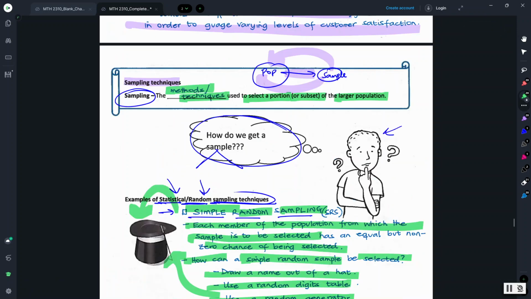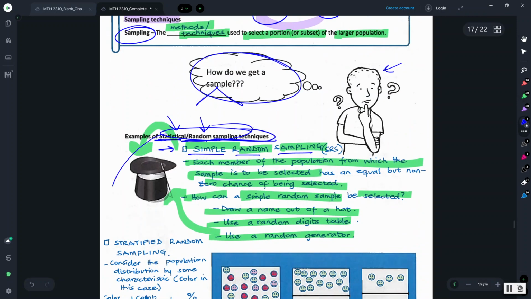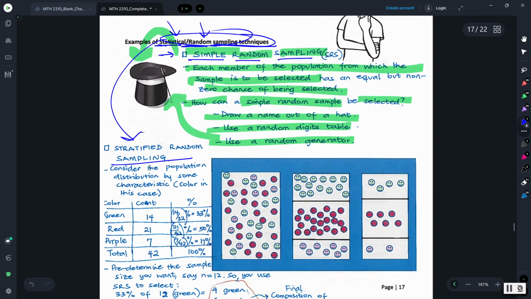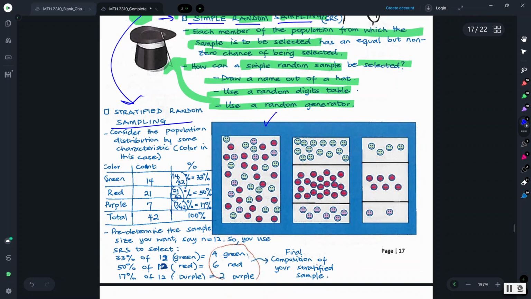Now, another type of statistical random sampling technique is stratified random sampling. Rather than reading a story to you, I'm going to use an illustration. I'm using this picture. Here is the goal. In total, there are 42 in the entire population. Our goal is to be able to pick a sample of size lowercase n equals 12. So this is where we're starting from, and this is our goal, to pick a sample of size 12.